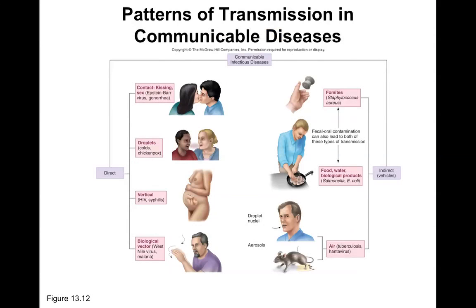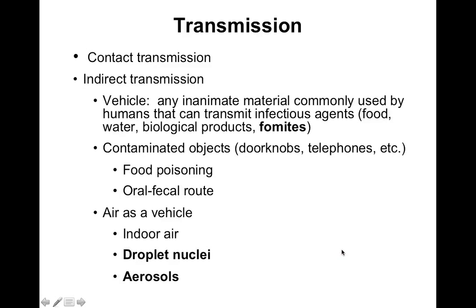So patterns of transmission, this is pretty much common sense. You can see contact, droplets, vertical, so from mother to child. Biological vectors such as mosquitoes or ticks or whatever the case may be. It can also be from fomites, bacterial water. Fomites are non-living vectors. And then air is obviously also a way of transmitting organisms.